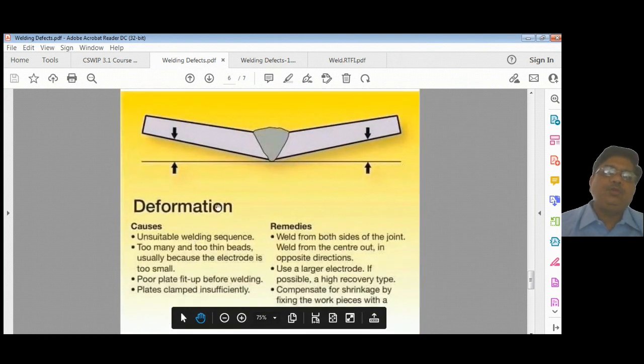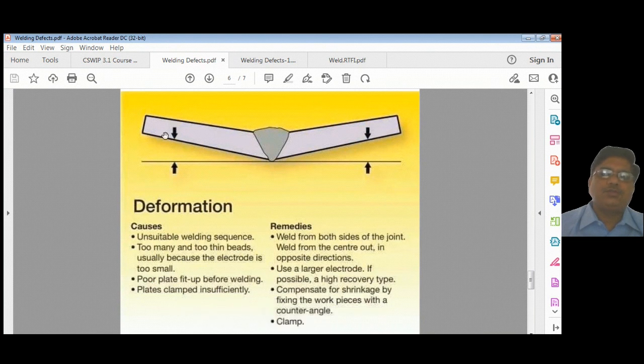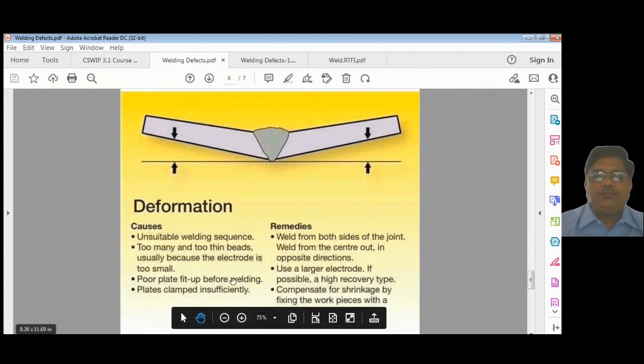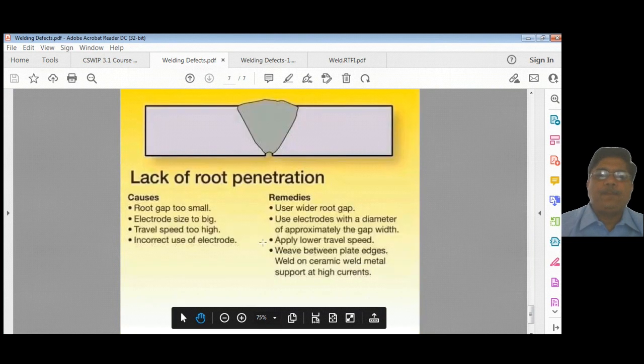Then deformation: if you don't have a proper distortion control method and the welding sequence is not proper, then you will get deformation like this. So an unsuitable welding sequence, too many thin weld metal passes, or sometimes a thin weld to a thick member, you also may have this problem. Poor flat fit up, no temporary attachments used, no clamping, those kinds of conditions.